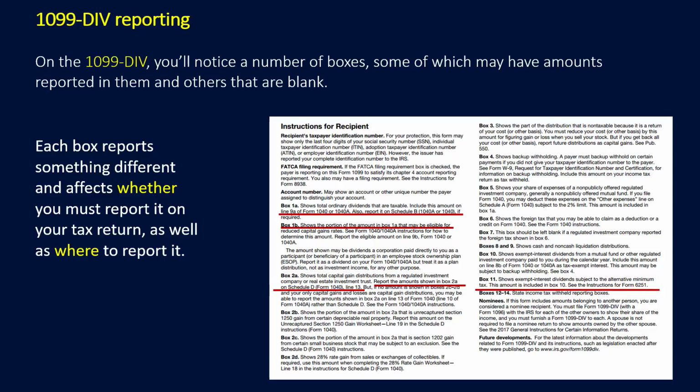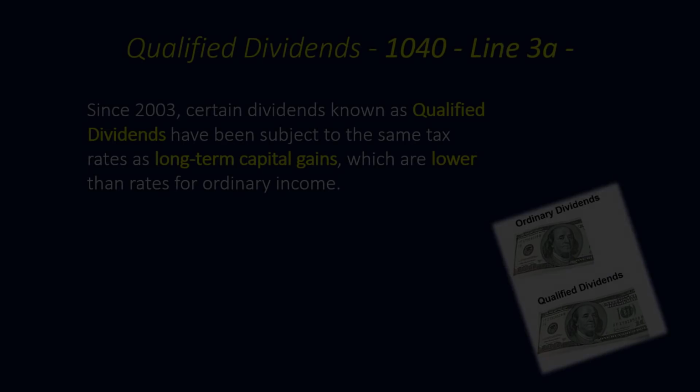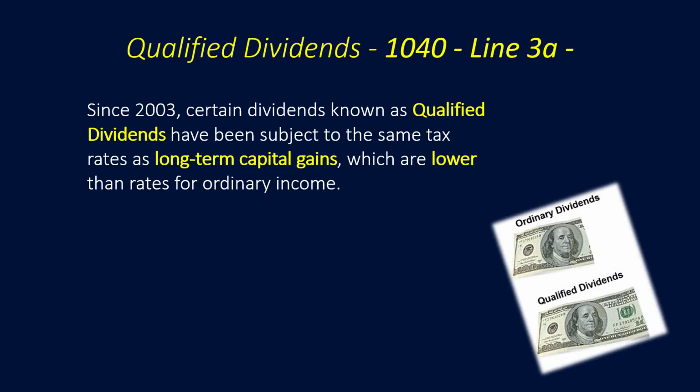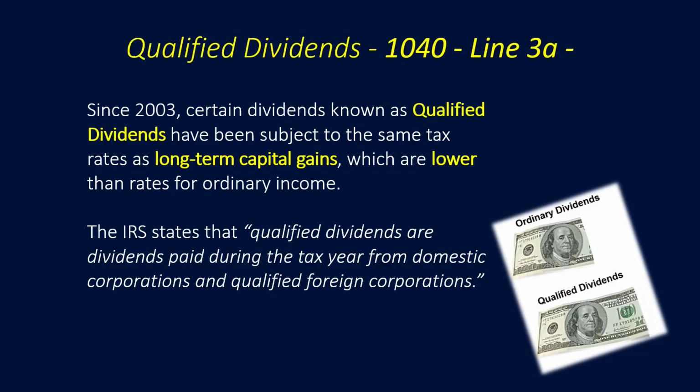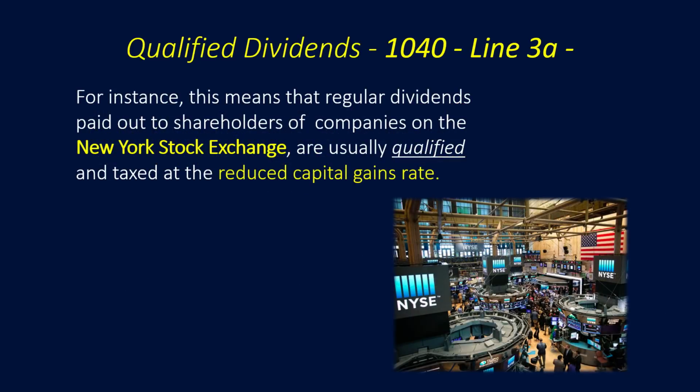Box 1B shows the portion of the amount in Box 1A that may be eligible for reduced capital gains tax rates. Since 2003, certain dividends, known as qualified dividends, have been subject to the same tax rates as long-term capital gains. These long-term capital gains tax rates are lower than the rates for ordinary income. The IRS states that qualified dividends are dividends paid during the tax year from domestic corporations and qualified foreign corporations. For instance, this means that regular dividends paid out to shareholders of companies that are listed on the New York Stock Exchange are usually qualified, and they're taxed at the reduced capital gains tax rate.